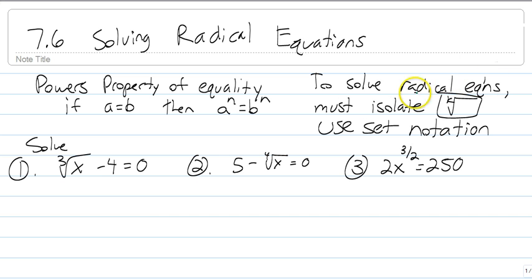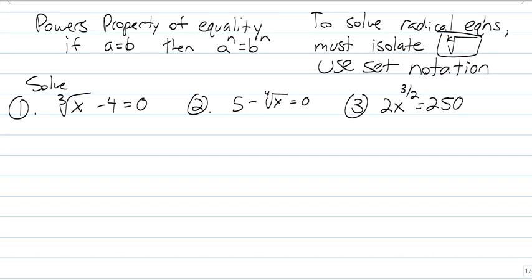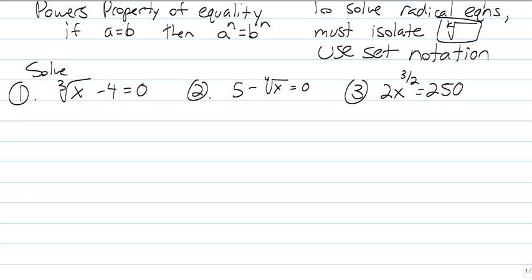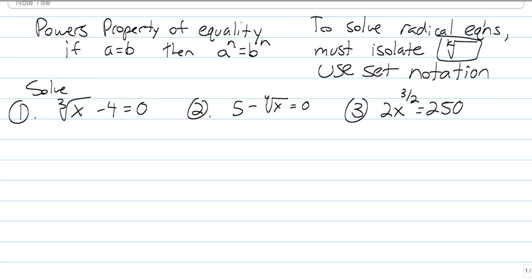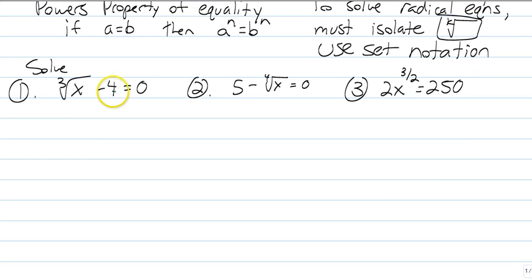To solve radical equations, you must isolate the root symbol and use set notation for your answer. Please use set notation. So real answers go in the bracket, extraneous solutions go out of the bracket. So let's isolate. Solve cube root of x minus 4 equals 0. Move over the 4, so you have the cube root of x is equal to positive 4.